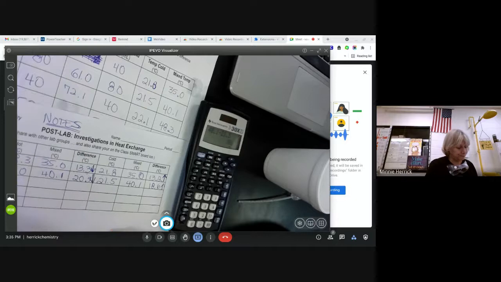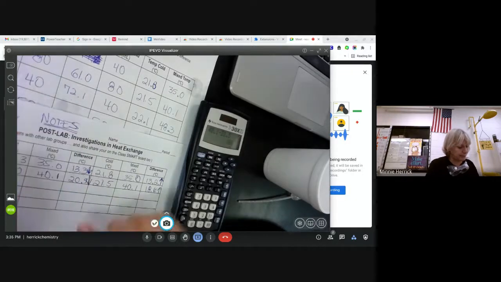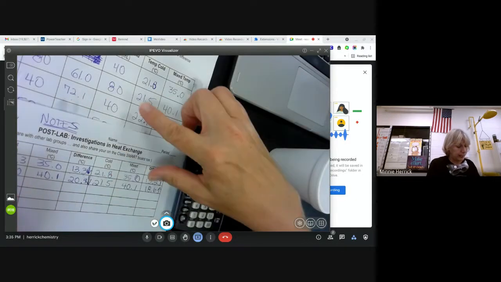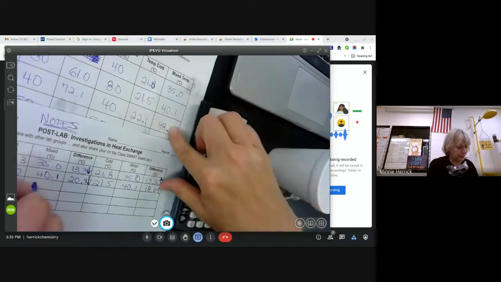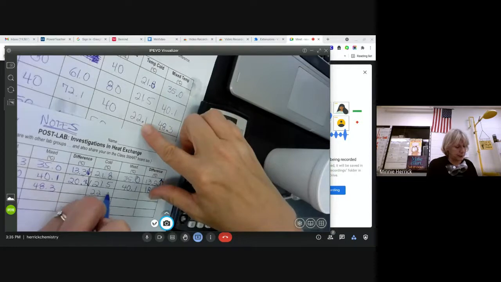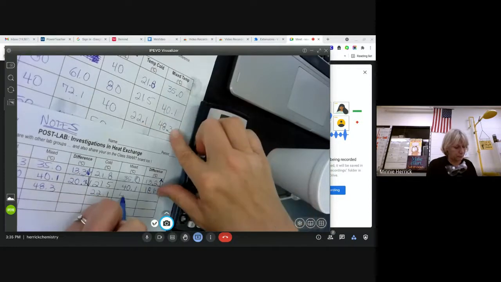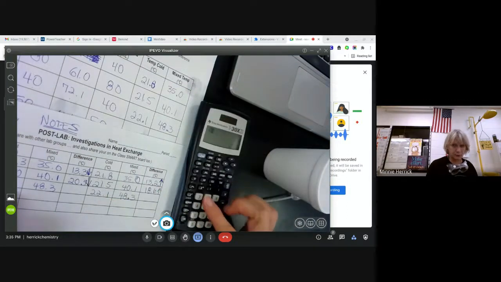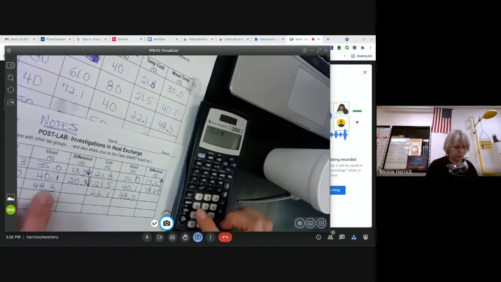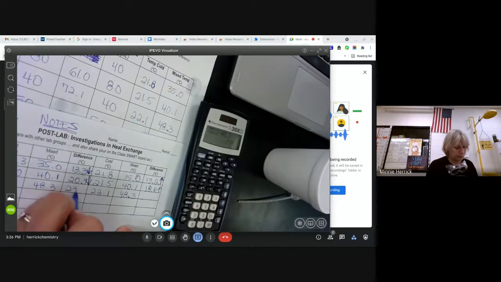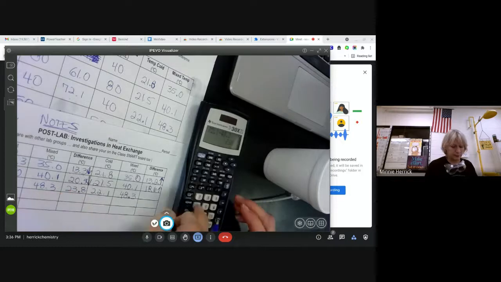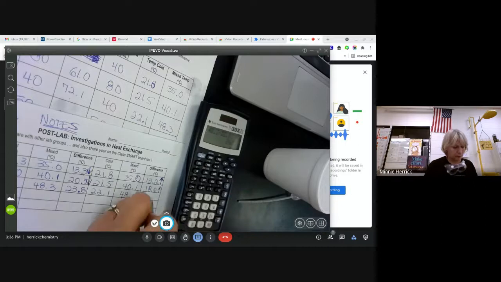Let's do another one. We're going to take 72 degrees, and it's cooling down to 48. Okay, and then the 22 degrees of cold water is warming up to 48. Let's see what the difference is here. Okay, so we're going to take 72 minus 48.3. We're getting 23.8. And then we're going to take 48.3 minus 22.1, and we're getting 26.